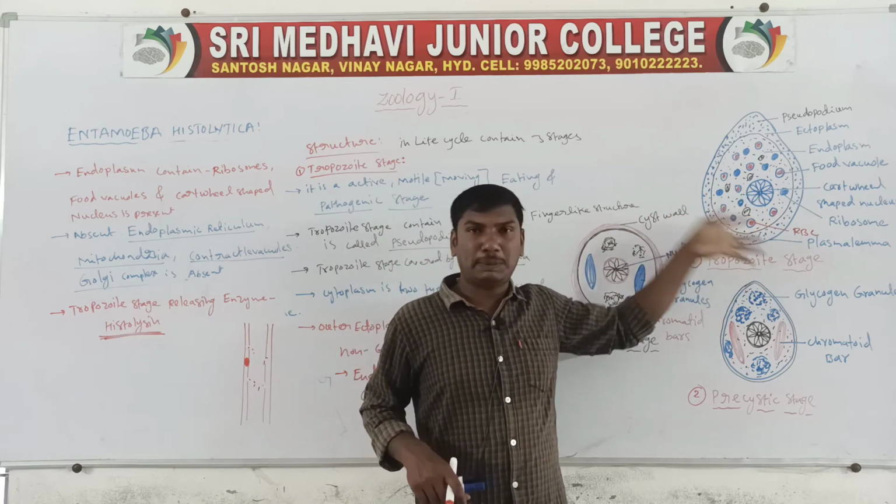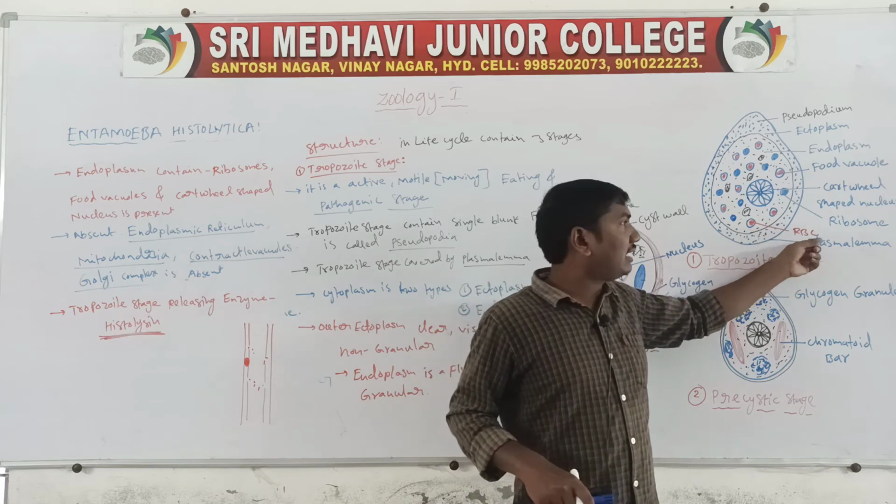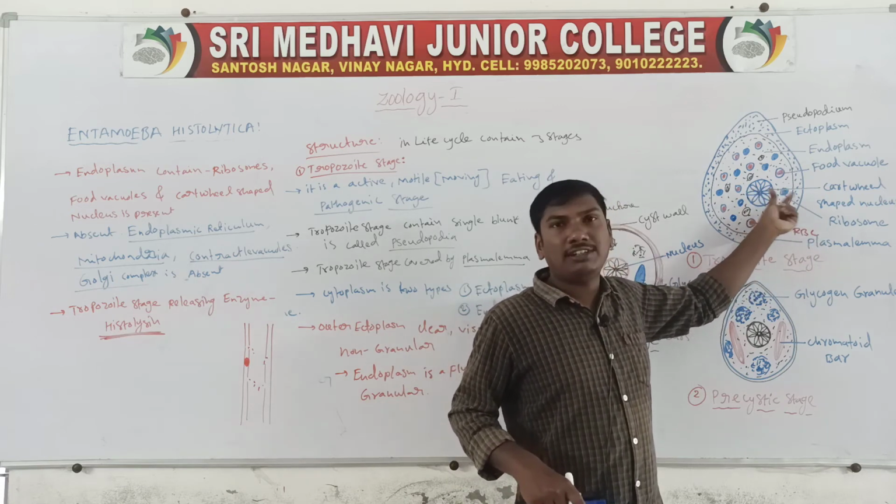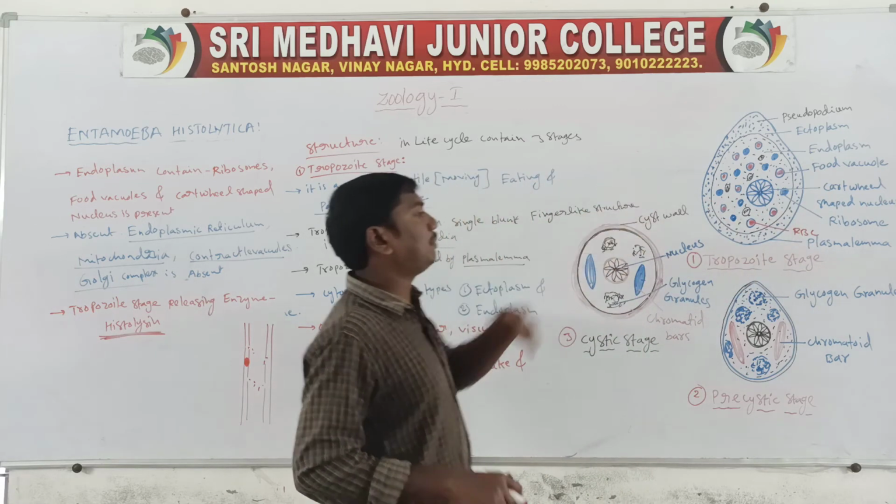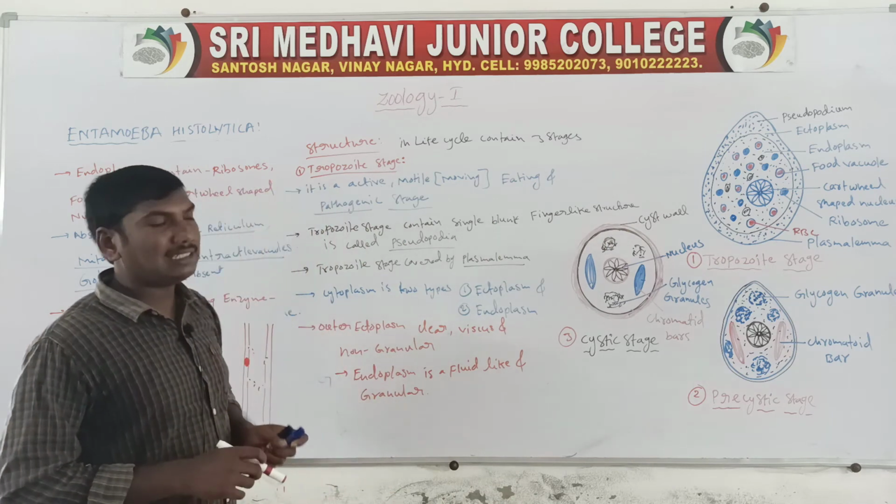Next, the special characters: the food vacuole contains RBCs, and a cartwheel-shaped nucleus is present. These are the special characters of the trophozoite stage.